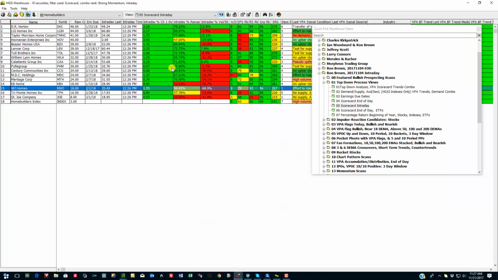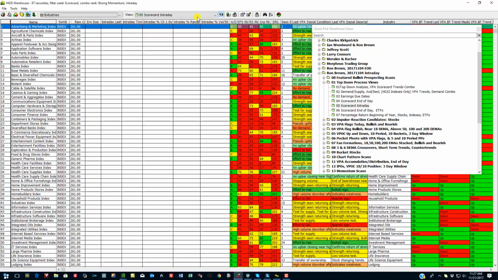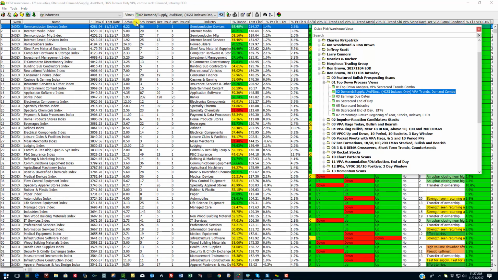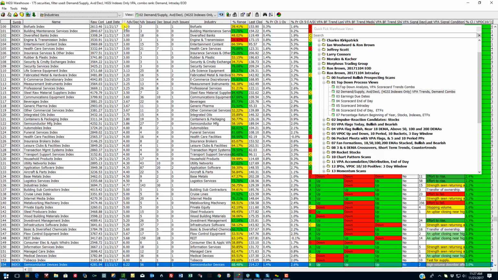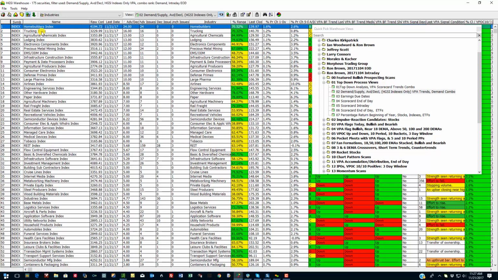But those are, let's see, I can't go back there. I have to go back up to the industries and go to my top down or demand supply, and then you sort on advancers versus decliners. You can see semiconductors are still at number 22, but there are some other groups up here at the top that kind of surprised me.